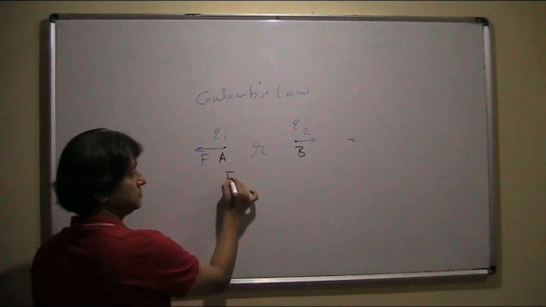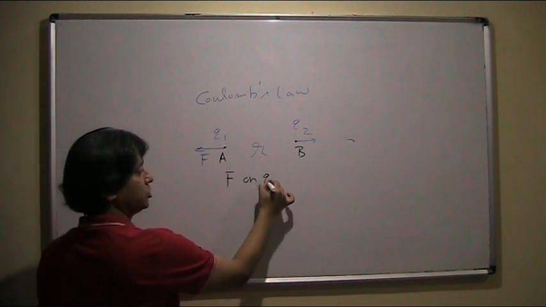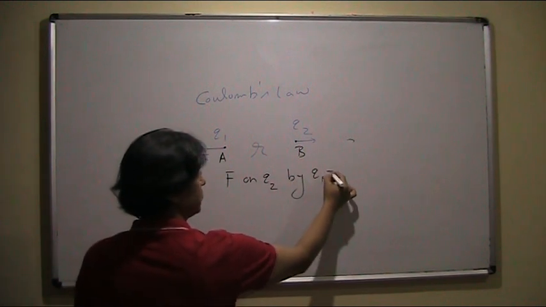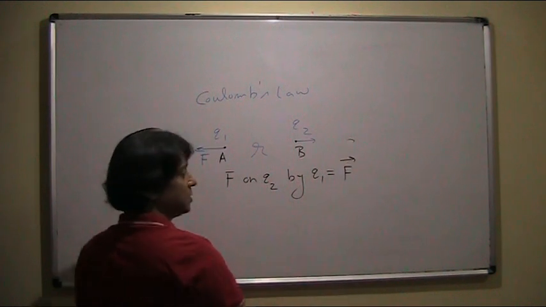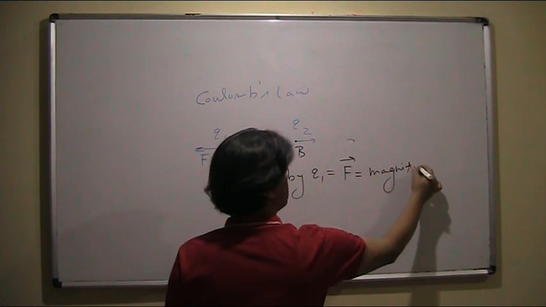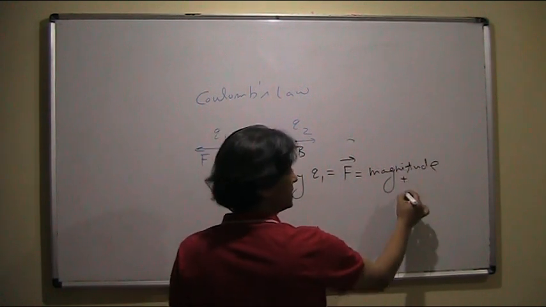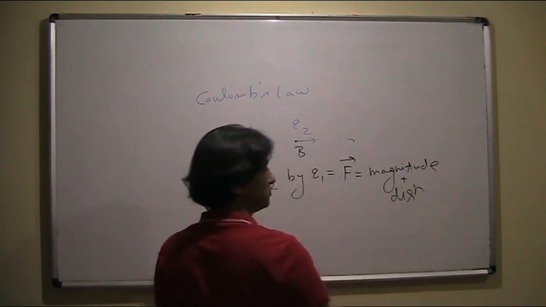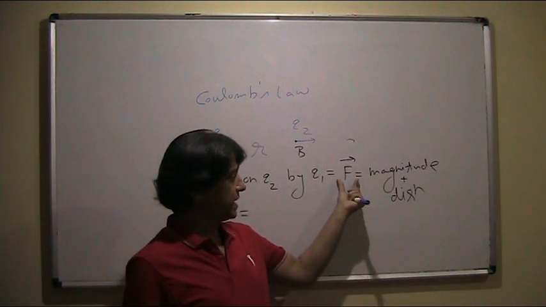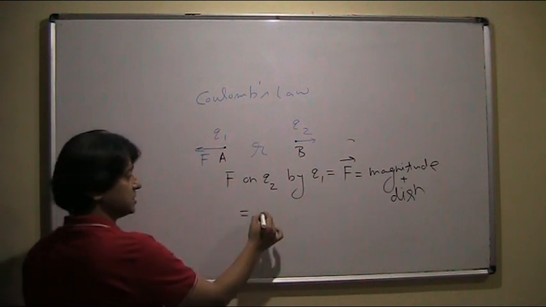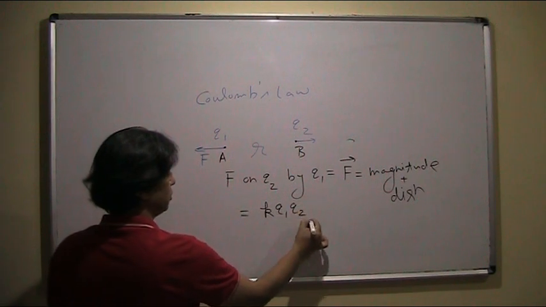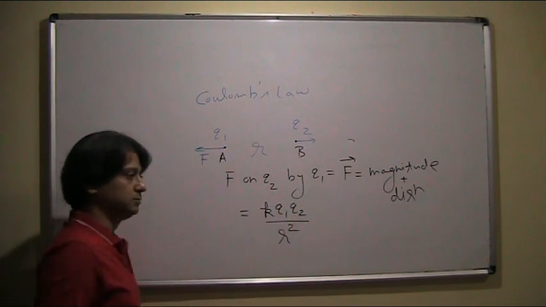Then force on Q2 by Q1. If we write its vector form, then every vector has some magnitude as well as direction, and therefore we can write F like this. Magnitude, we already know that magnitude is K times Q1 Q2 upon R square.